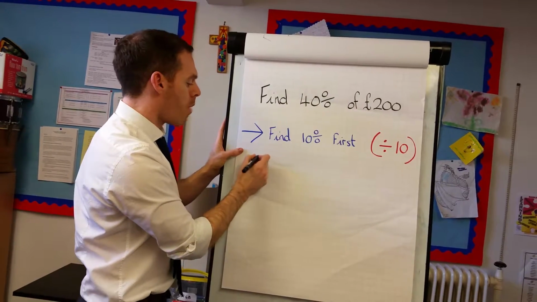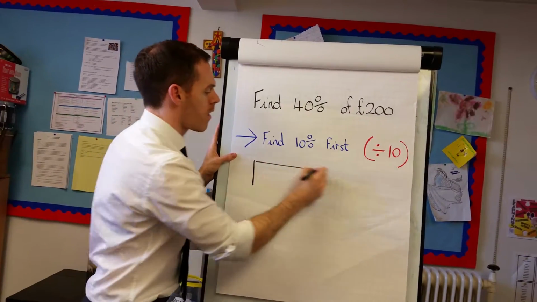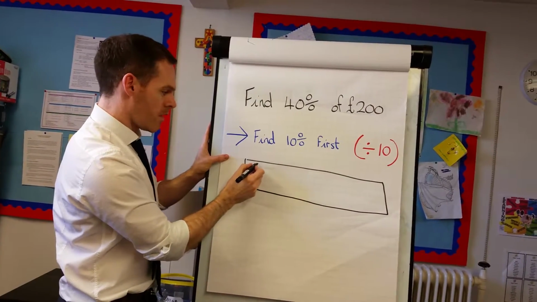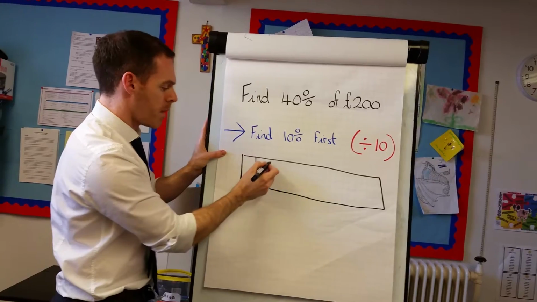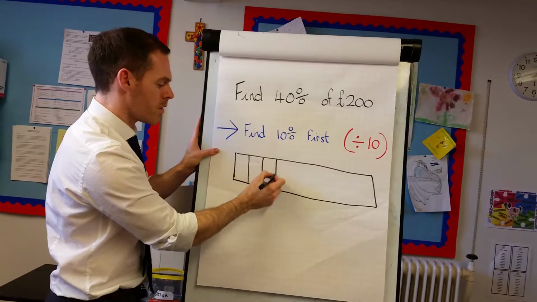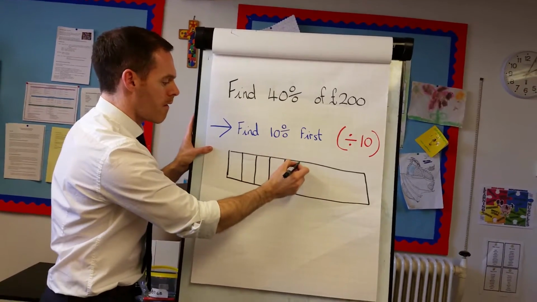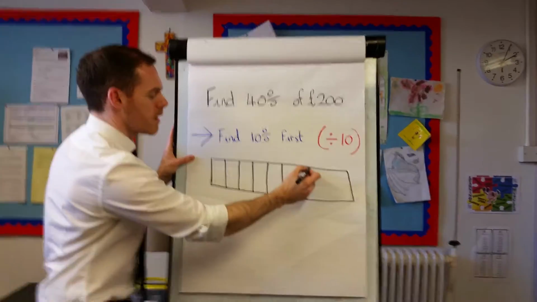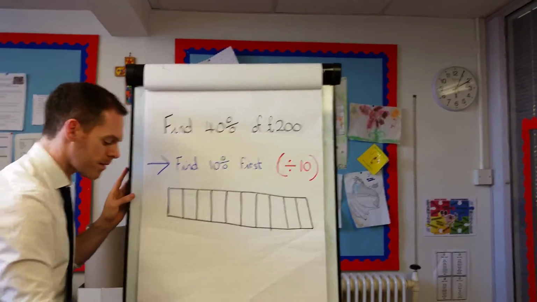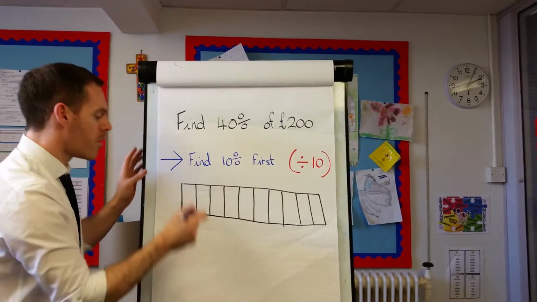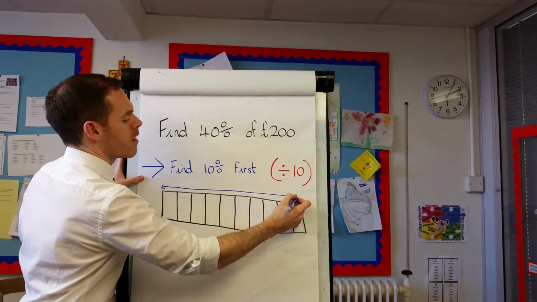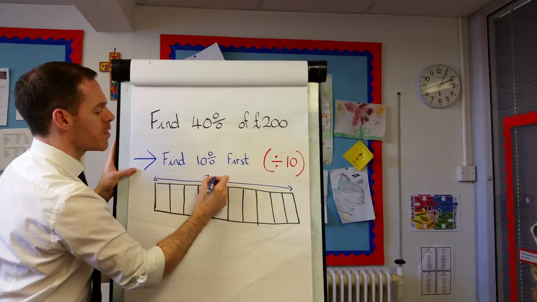So I'm going to draw my bar. Obviously you might want to use a ruler and a pencil. I'm going to divide that into 10 equal parts as best I can. It may not be completely accurate with my drawing, but as long as we know they're equal parts. 1, 2, 3, 4, 5, 6, 7, 8, 9, 10. Now we have 10 equal parts. I'm going to follow my normal pattern. My whole bar represents £200. 200 up here.